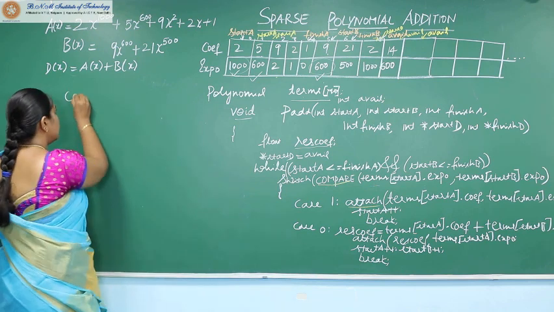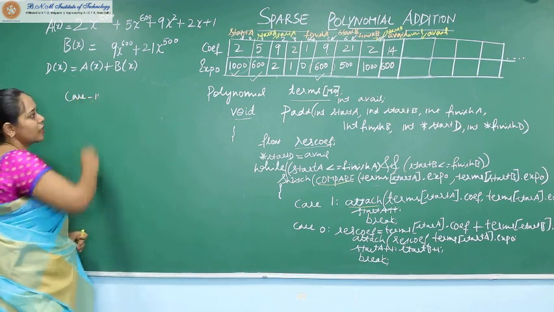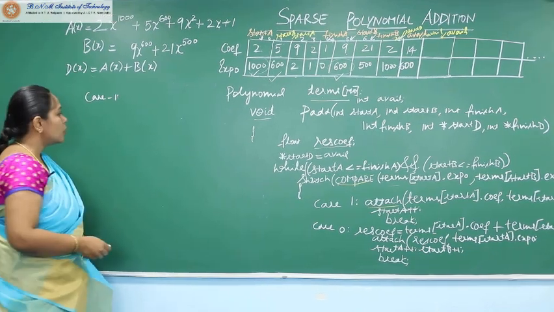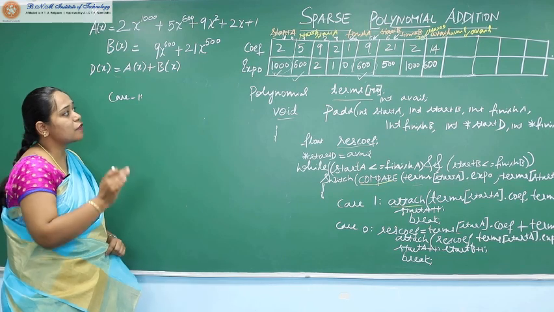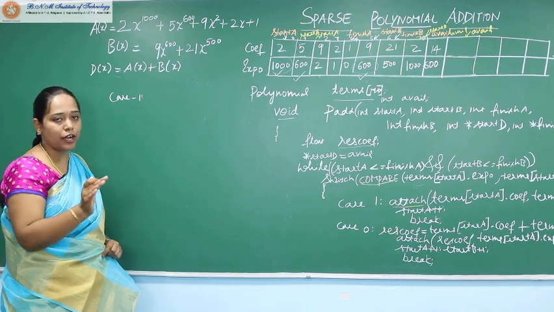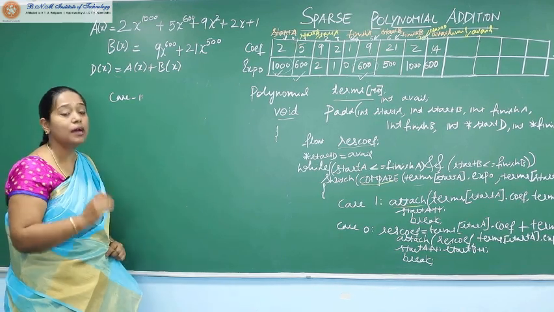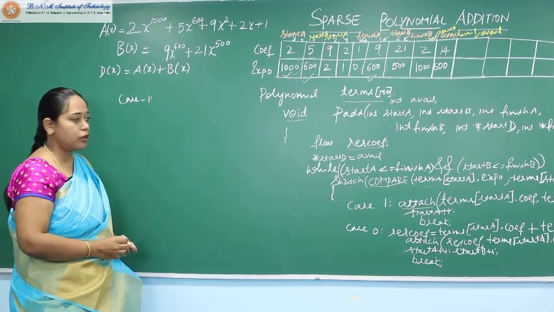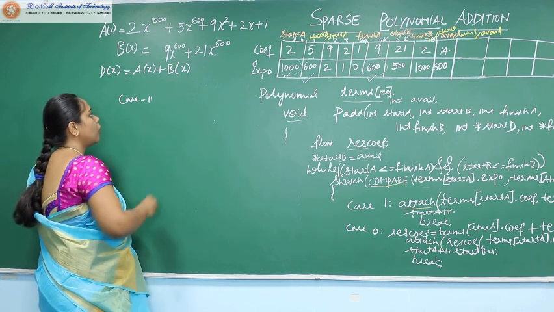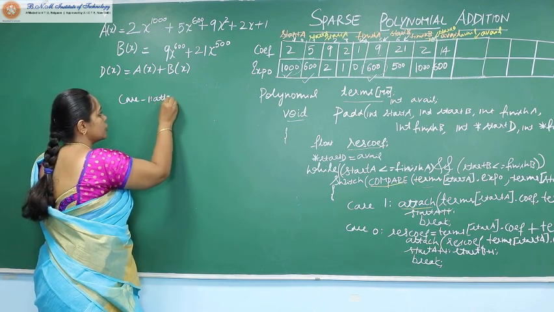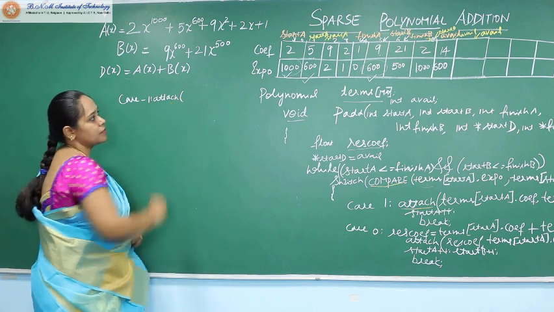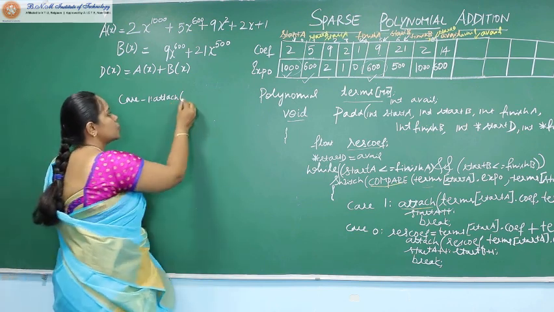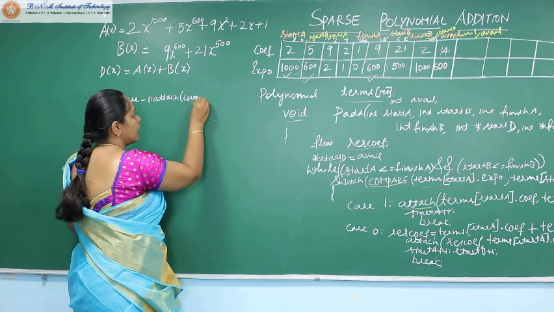So let's see what we do in case -1. Case -1 is where 2 is less than 500. So what we do here is, it simply means 21 x bar 500 does not have a matching term, and it has to be attached as it is in the resulting polynomial. So I have to call the same attach function, and please observe the parameters. I have to attach 21 x bar 500 as it is. So attach the same array terms.